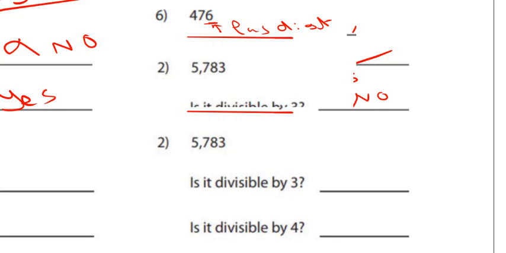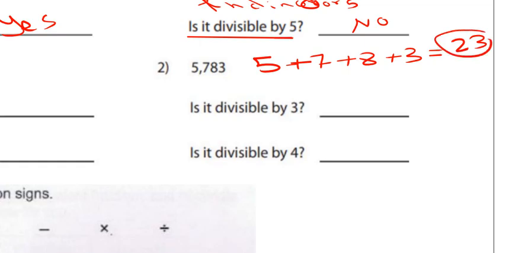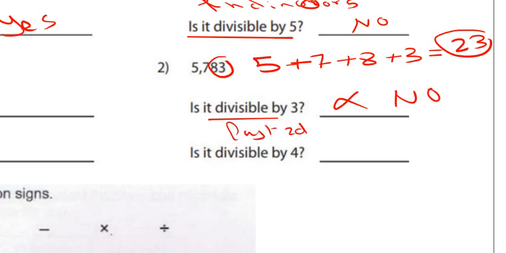Is this number divisible by 3? Remember, 5 plus 7 plus 8 plus 3. You can add them all. 5 plus 7 is 12, plus 8 is 20, plus 3 gives you 23. This means that this number is not a multiple of 3. No, it's not divisible. Is it divisible by 4? The last two digits must be a multiple of 4. So this number is not a multiple of 4.